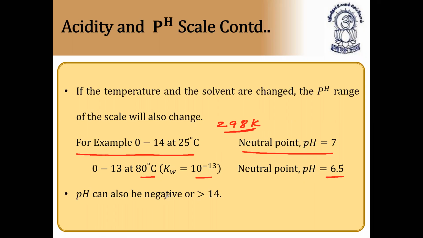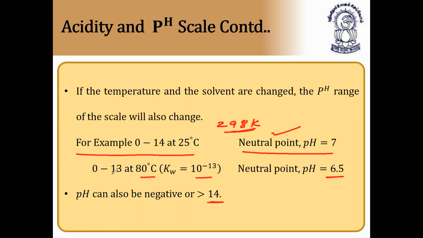Depending on the temperature, pH can also be negative or greater than 14. Very, very important. But generally, we'll use this scale only. And suppose they ask any question in the examination, if the temperature increases, automatically the Kw value increases. Kw value increases means the minus power decreases, as 10 to the power of minus 14 is the actual Kw value, and it decreases to minus 13, minus 12, minus 11, minus 10, depending upon the temperature.